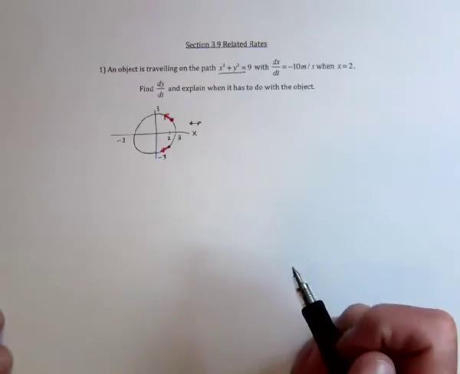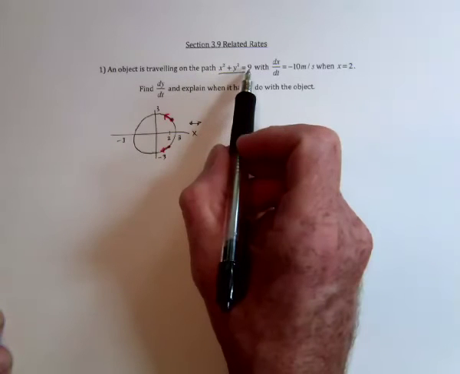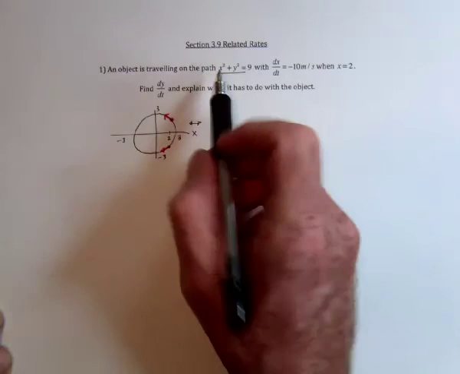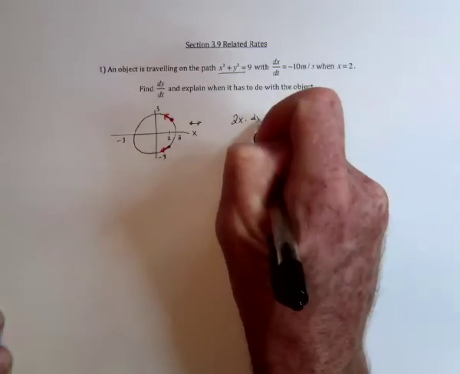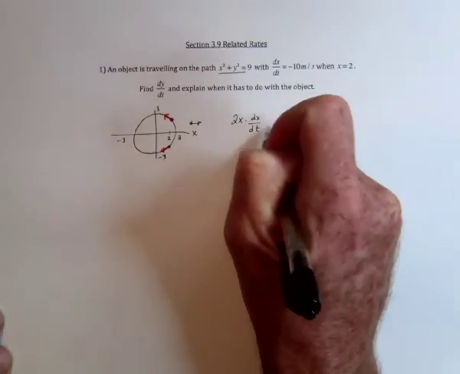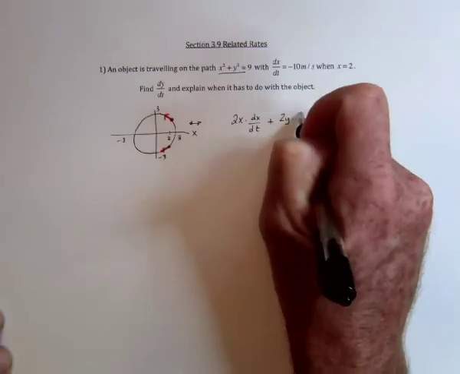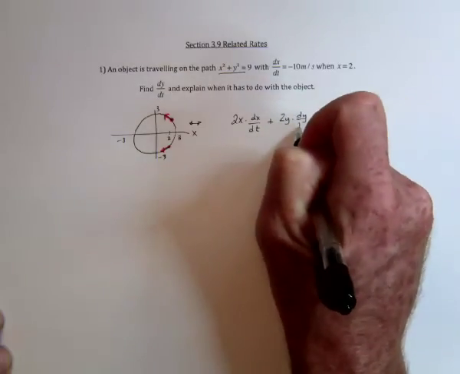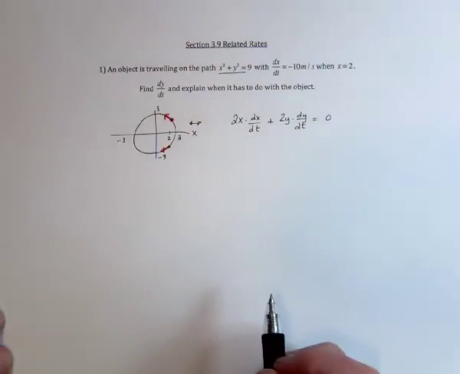Okay, so now find dy/dt. So that's implicit differentiation. Take the derivative of this with respect to t. So this is going to be a 2x, and then you have to take the derivative of x with respect to t. Likewise, it's going to be 2y, and then take the derivative of y with respect to t. And the derivative of a 9 is 0.